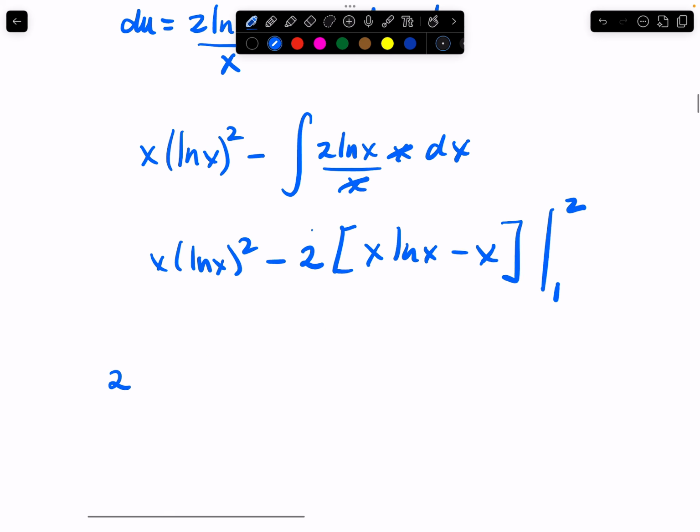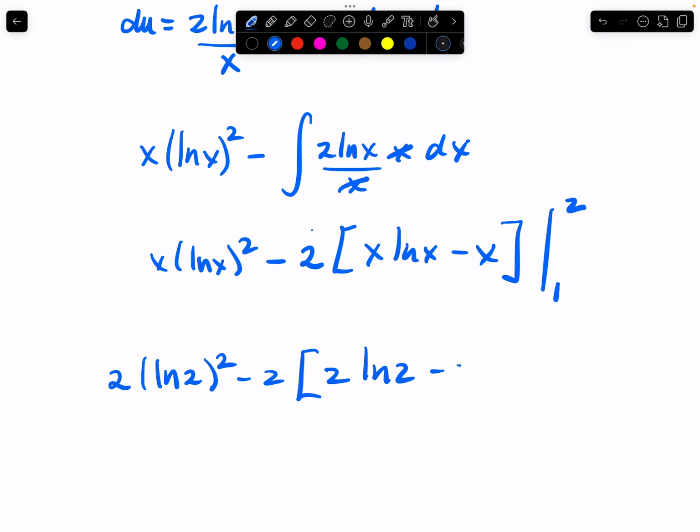All right, now we're going to evaluate this from 1 up to 2. So 2 is going to go in: 2 ln of 2 squared minus 2 times 2 ln of 2 minus 2. Whew, all of that. Minus, now we're going to plug in 1. So 1 times ln of 1 minus 1. That's what it becomes. All my ln's are 0.